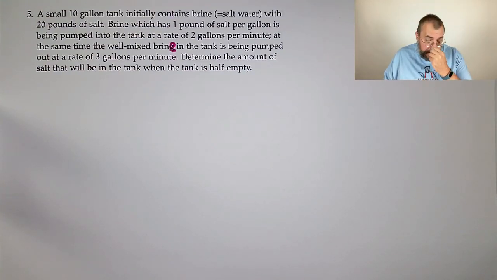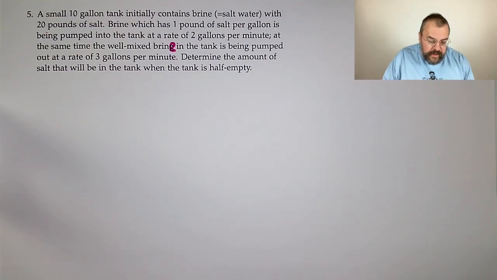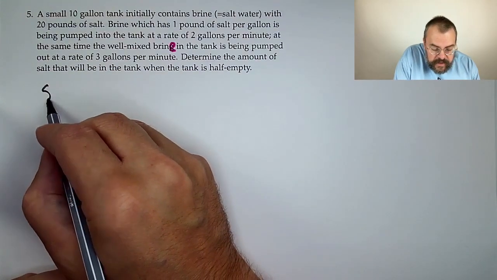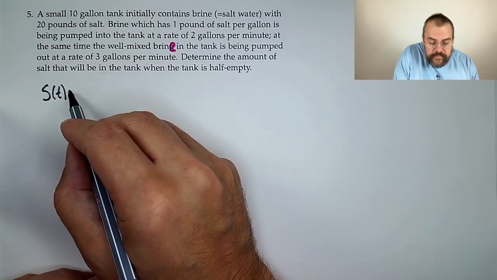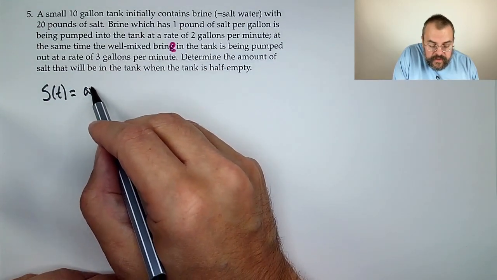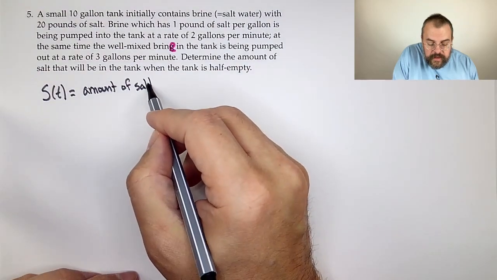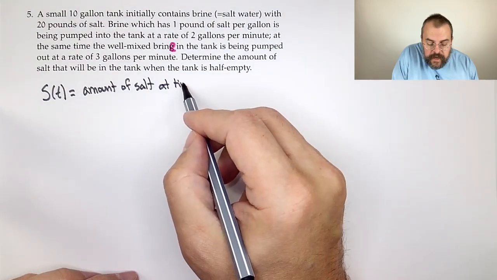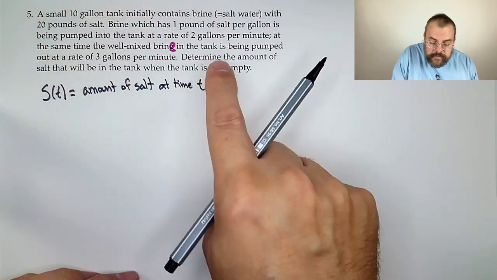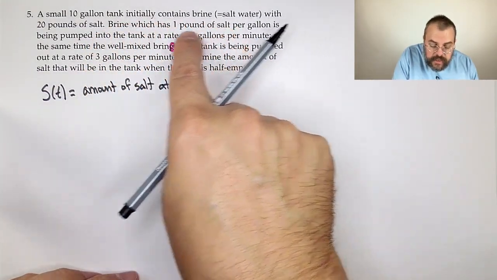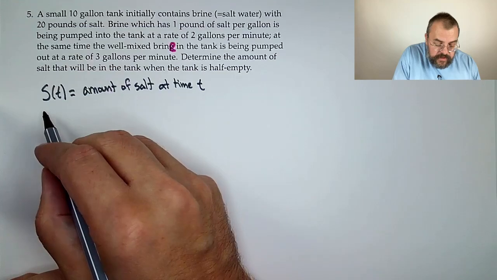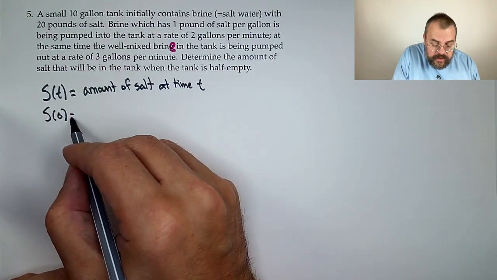Okay, so, well, what do we have? So let's set S at any given time t. That's the amount of salt. All right, that seems a reasonable thing to do. And now we say, well, what do we know? So initially, there's 20 pounds of salt. So S at time 0 is 20.